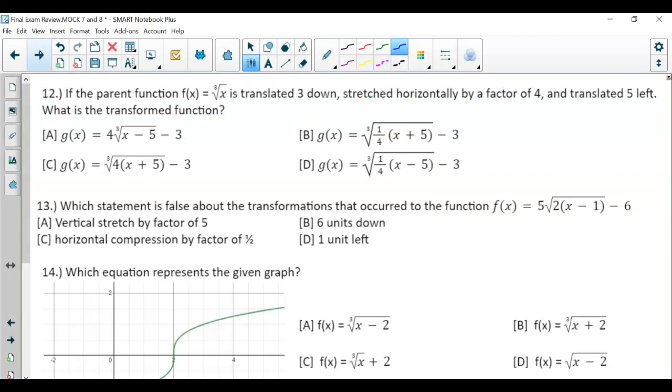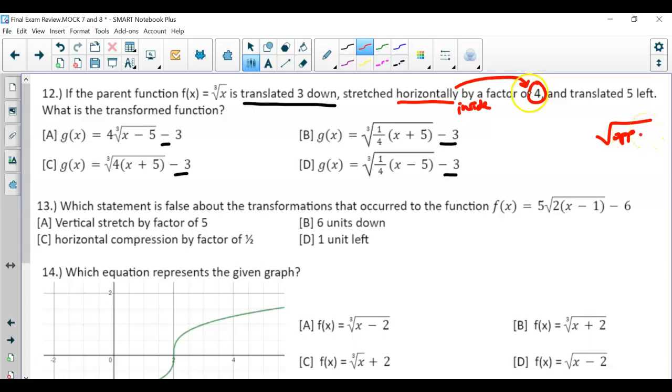So now last here, I'm ending with 12 through 14, going back to our transformations. So now in question number 12, which of these cubed roots represents translated 3 units down? Well, notice everything shows that, -3. So far, so good. Horizontally, so this is inside by a factor of 4. But remember, if it was horizontal, anything inside is opposite. So this factor is not 4, but 1/4.